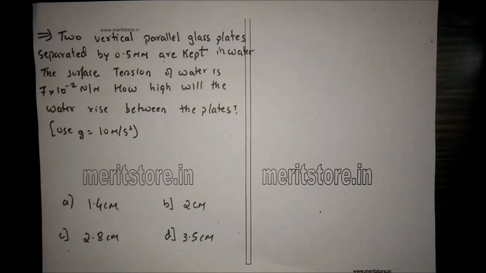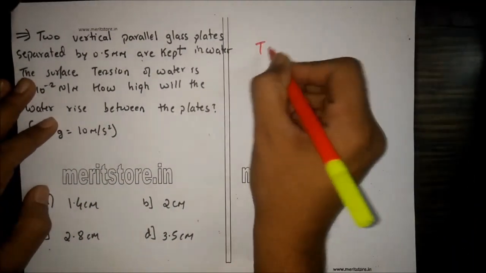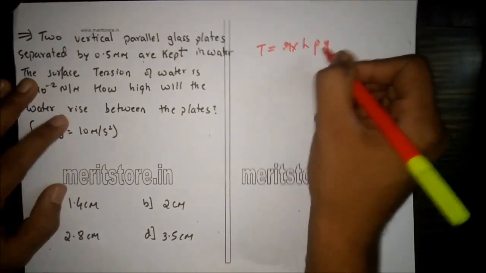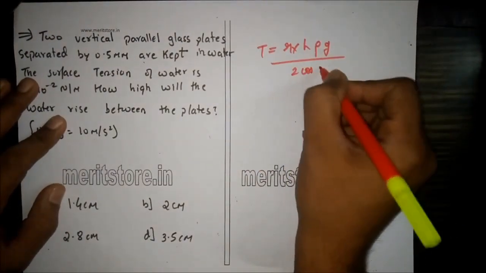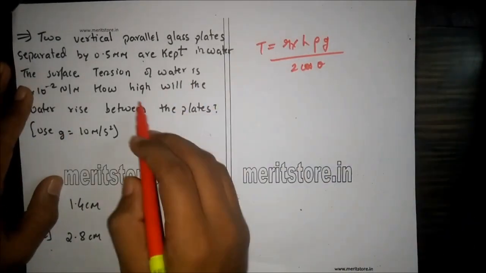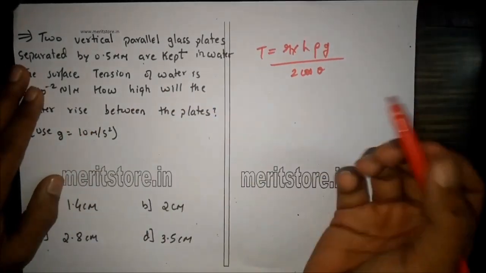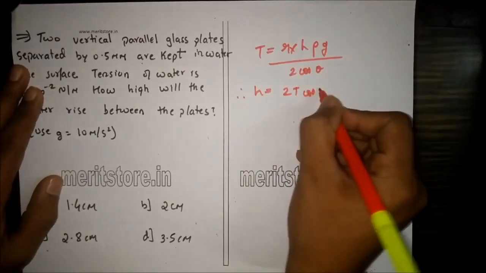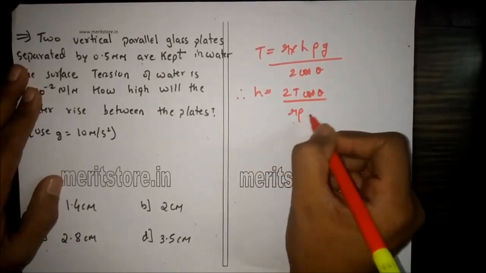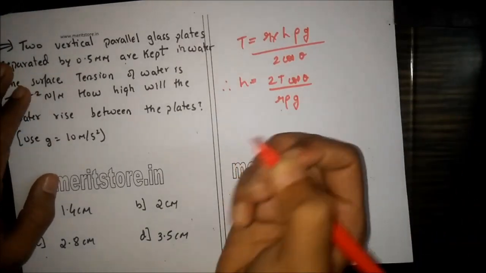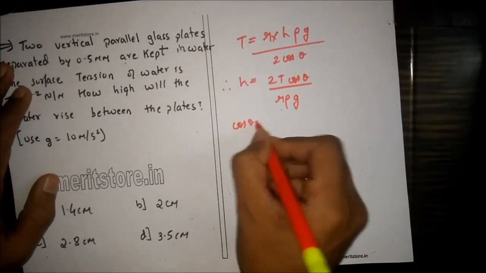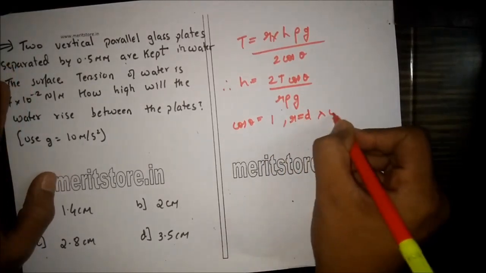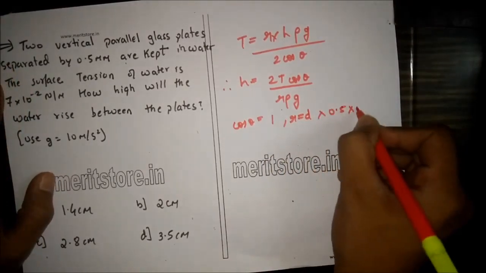Now, the surface tension is given by the formula T is equal to R into H into rho into g upon 2 cos theta. Now we want to know how high the water will rise. Therefore, we need to find out the height. Therefore, H is equal to 2T cos theta upon R into rho into g. Now, since it is water, we know that the cos theta of water is always 1, and the R is equal to d, which is 0.5 into 10 raised to minus 3.